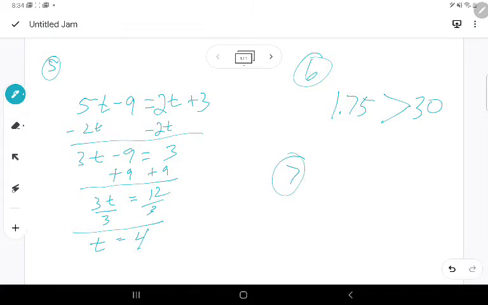Number 7 states Cassidy's allowance plus 18 she earned babysitting was still less than $30. So Cassidy's allowance plus $18, what did it say, is still less than $30. And that's it. That's all you got to do. Okay?